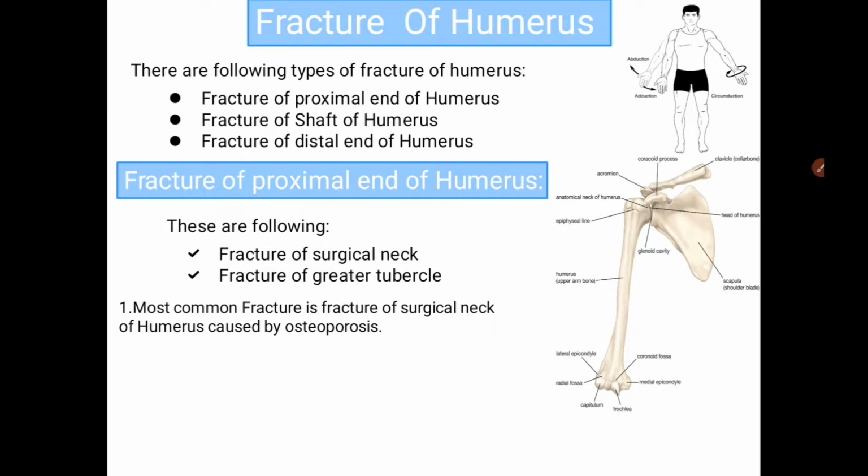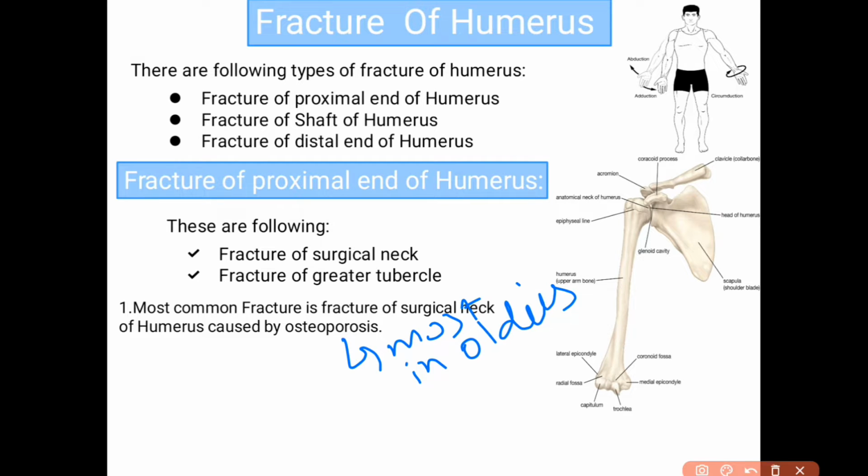So the most common fracture of the proximal end of humerus is a fracture of the surgical neck of humerus, caused by osteoporosis and most common in the elderly. Okay.